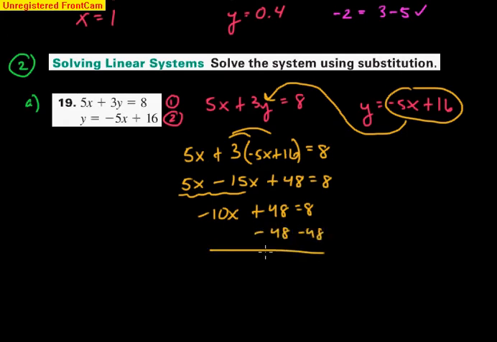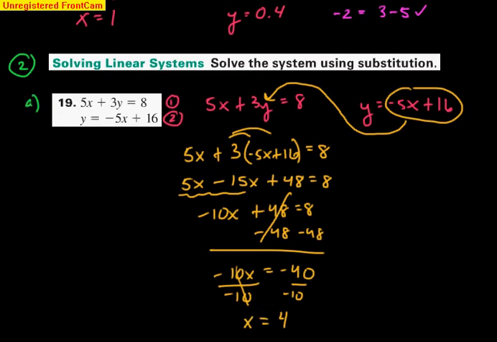Subtract 48 from both sides. Negative 10x. The 48's go away, equals negative 40. Divide by negative 10. The negative 10's go away, x equals 4.